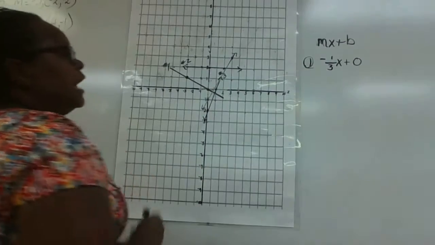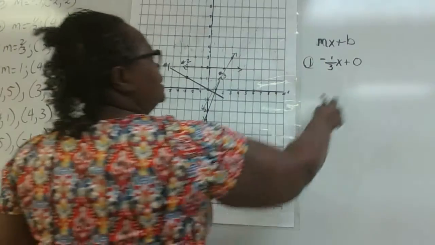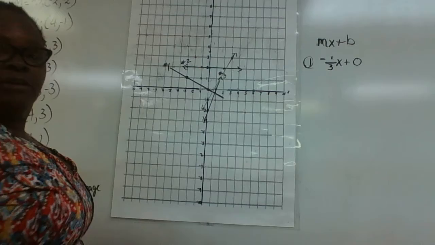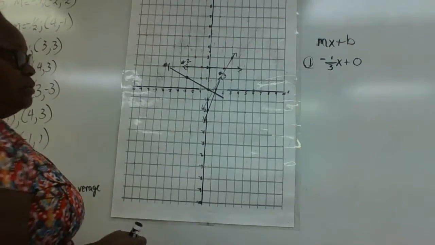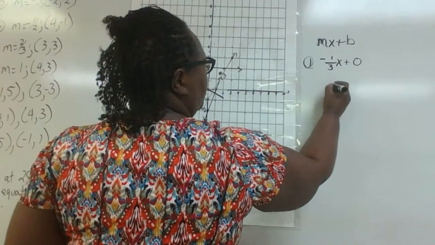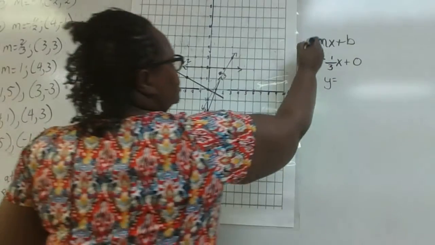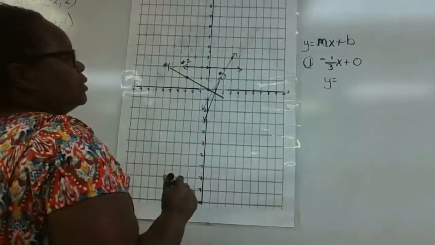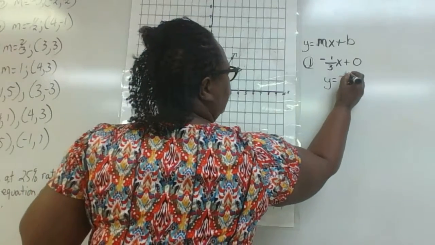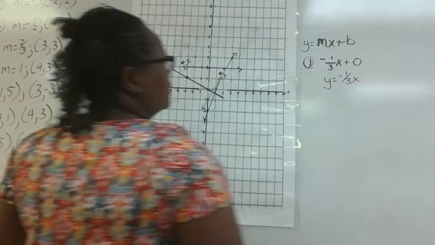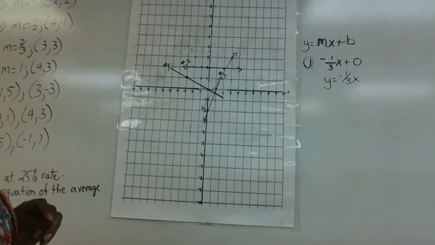That's number 1. Now let's clean this up. We normally do not show b with a value of 0. There's no point in it, okay? So therefore, our equation reads y is equal to, because it wants it in slope form, so y is equal to negative 1/3 x. And that is the answer to number 1. Let's look at number 2.